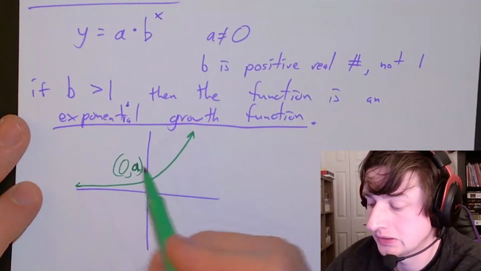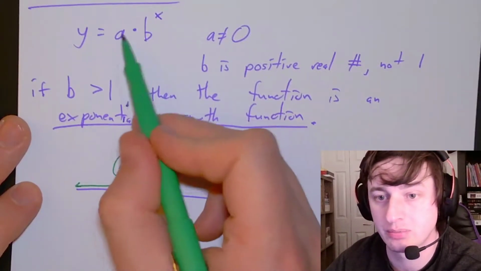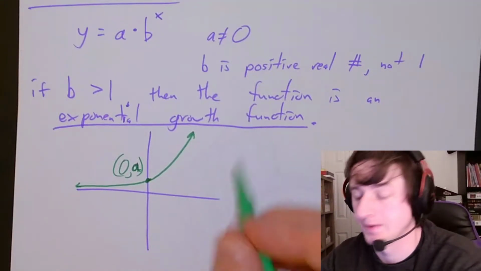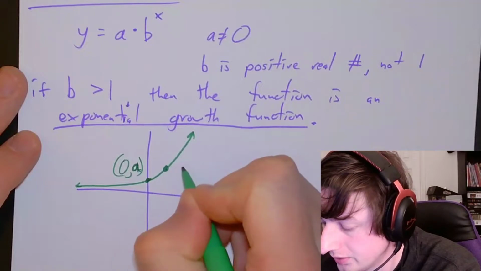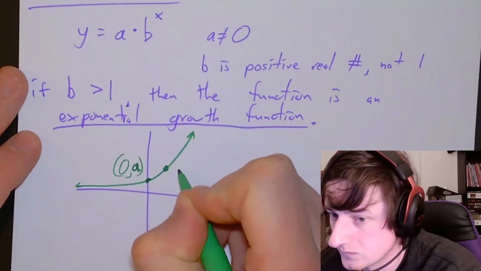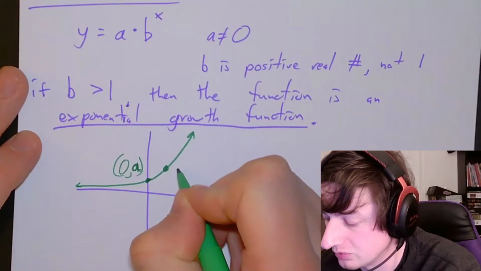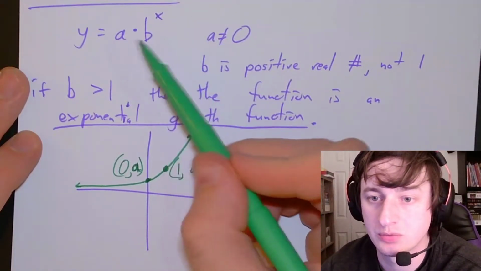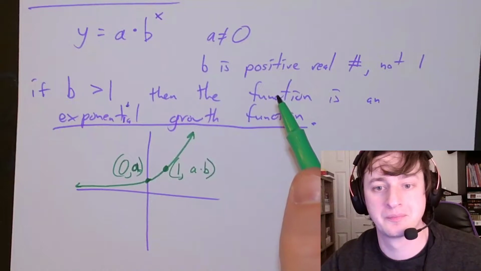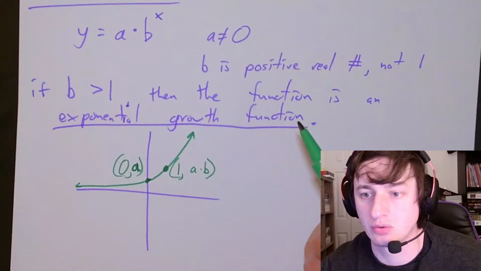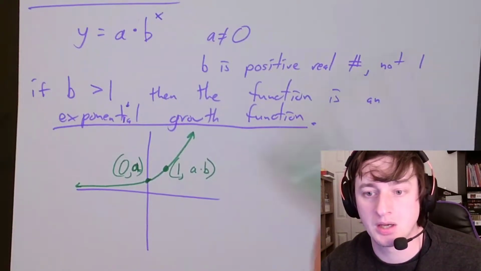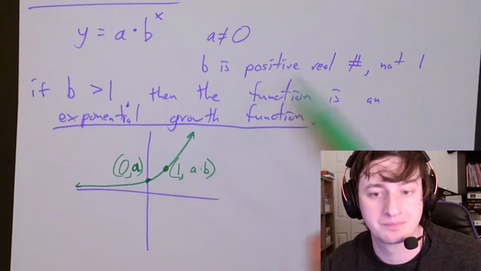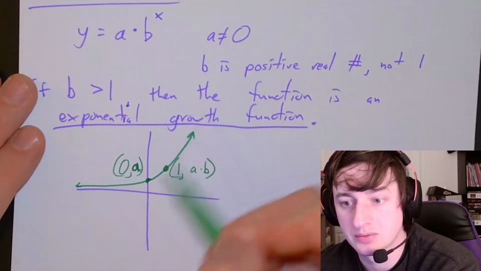So if you're graphing this, you know the function. You could do 0, whatever number this is, and then it's going to increase. There's a couple other points. 1 will be whatever a times b is. Right? You put 1 in here, you get a times b, so that'll be whatever that is. And so on. If a is 1, then this is just 1 comma b, and this is 0 comma 1. But this graph goes up to the right, always.